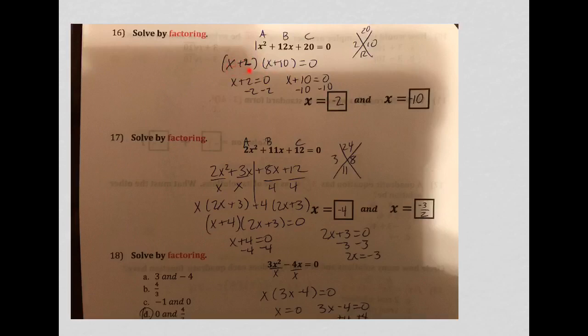And then once I have that, that is factoring. But now I have to solve. So I take this piece, set it equal to 0, and solve it. Got negative 2. This piece, set it equal to 0 and solve it, so I got negative 10.